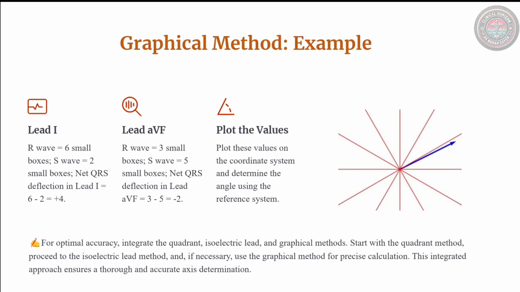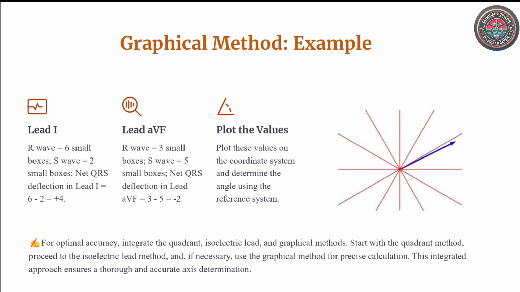Clinical application of the graphical method. This method is highly precise and is especially useful in research settings, complex cases, or when ECG interpretation requires the most detailed analysis possible. Determination of axis.